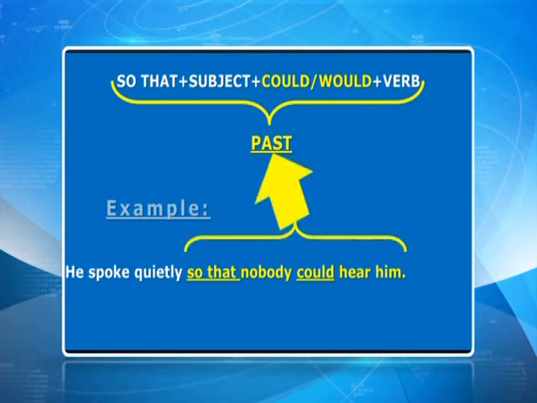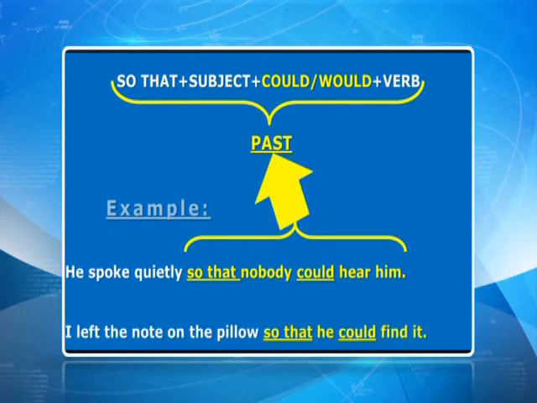Another example, I left the note on the pillow so that he could find it. So notice that these two sentences are in the past. That's why after so that I use could instead of can, which is used in the present.